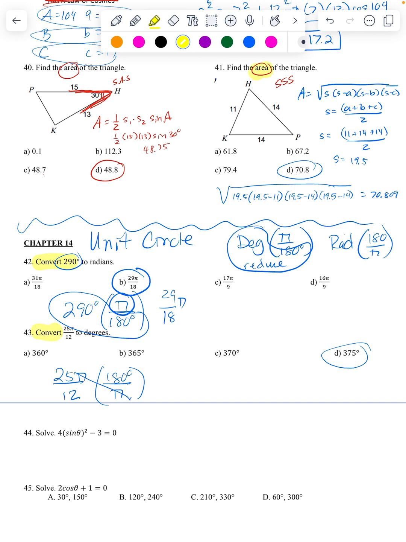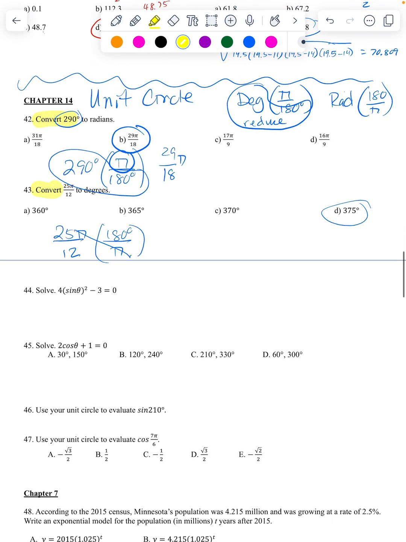Find the area of the triangle using SAS. Find the area of the triangle using SSS. Convert to radians, convert to degrees. That's 100% what you're going to have to do.